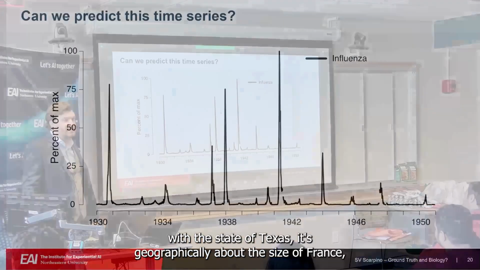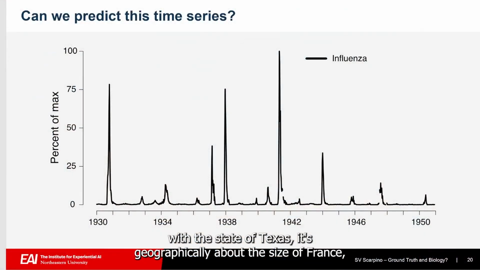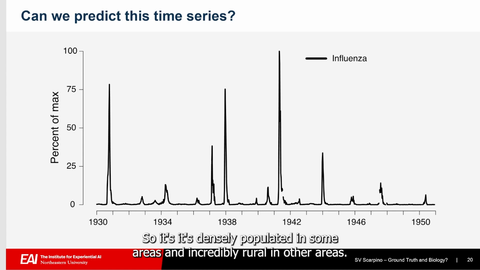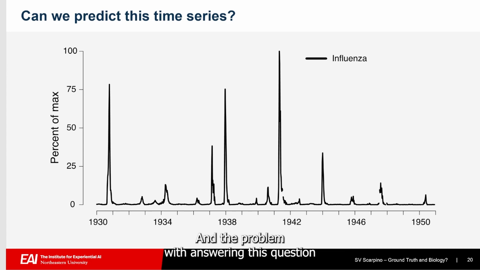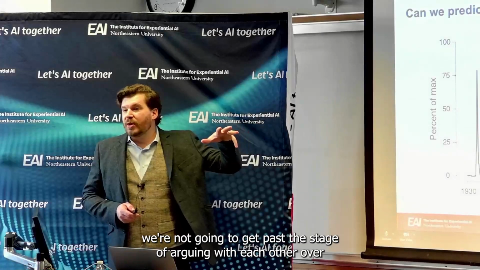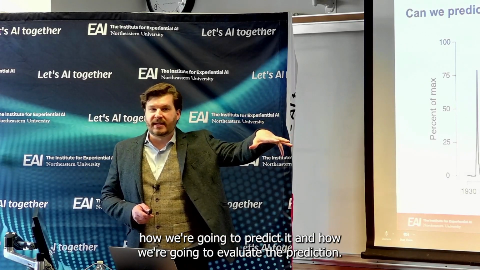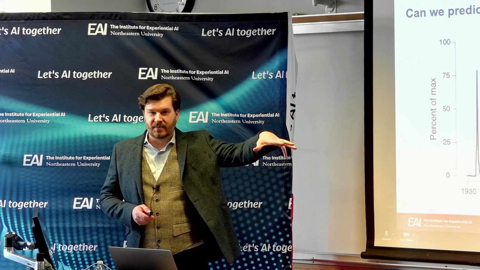If you're not familiar with the state of Texas, it's geographically about the size of France, but there's only 25 million, probably 30 million people that live there now. So it's densely populated in some areas and incredibly rural in other areas. And the problem with answering this question of whether we can predict this time series or not is that we're not going to get past the stage of arguing with each other over how we're going to predict it and how we're going to evaluate the prediction.